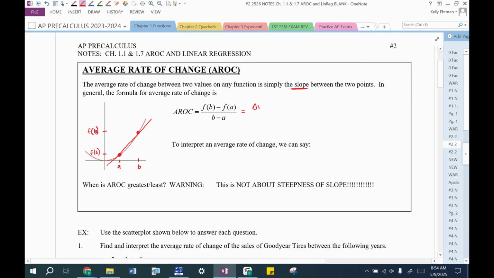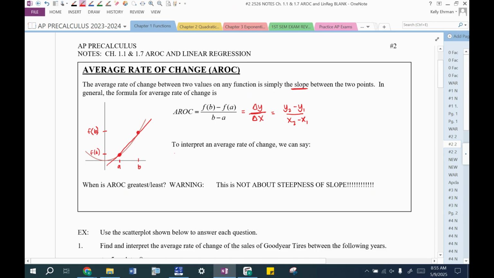It's just saying, give me the change in the y values over the change in the x values. This little delta here just means change. And go back to the slope formula you learned in 6th or 7th grade. That's just y2 minus y1 over x2 minus x1. So please do not overthink average rate of change. We talk about it a ton in this class, and then you'll talk about rate of change a lot in calculus next year.